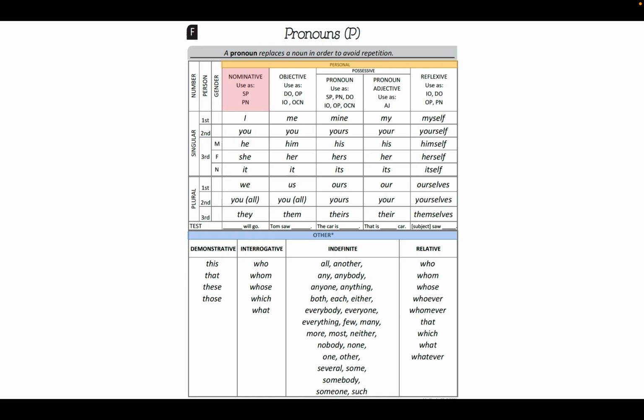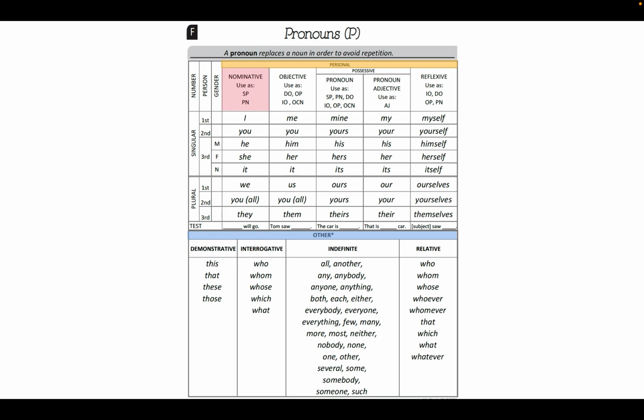Does anyone remember what the nominative means? That's right, it's a subject or subjective. So they are used as subjects and predicate nominatives, which we will learn later. And if you look at the column on the left, we can see the nominative pronouns.